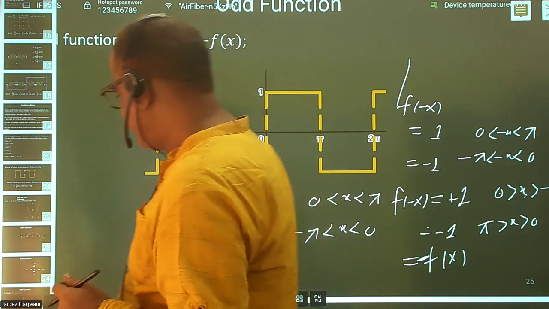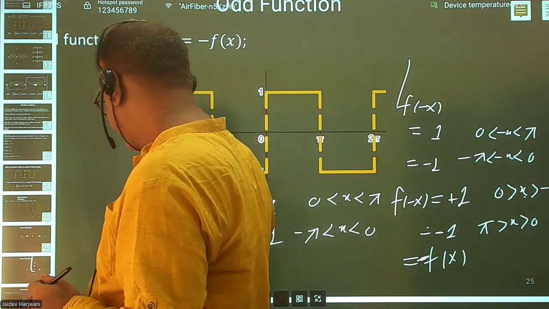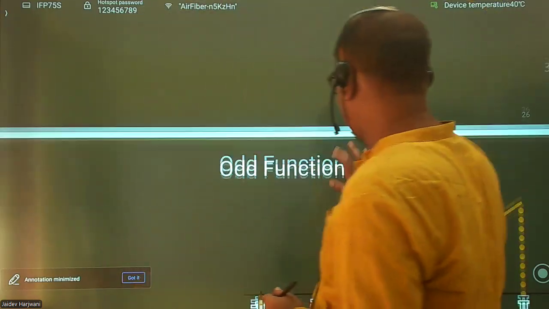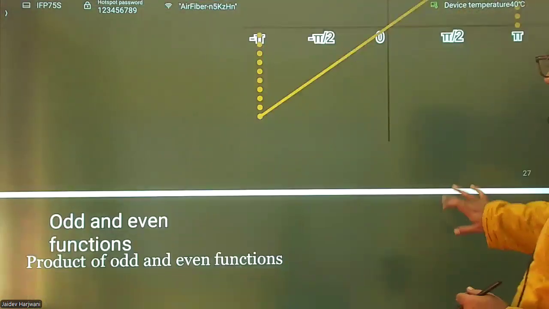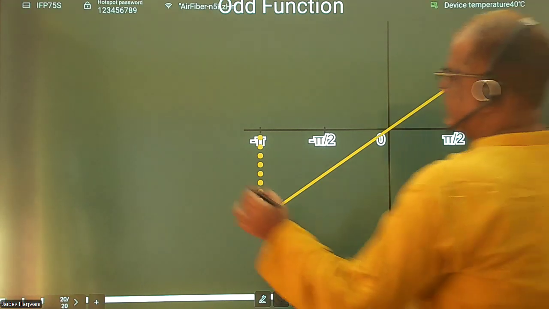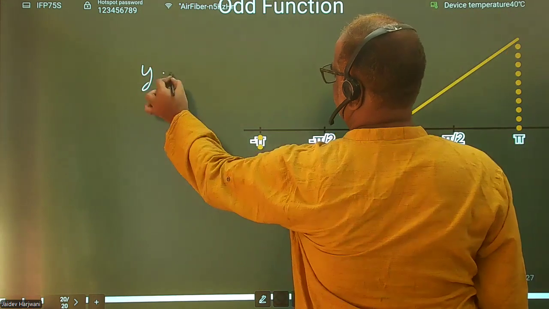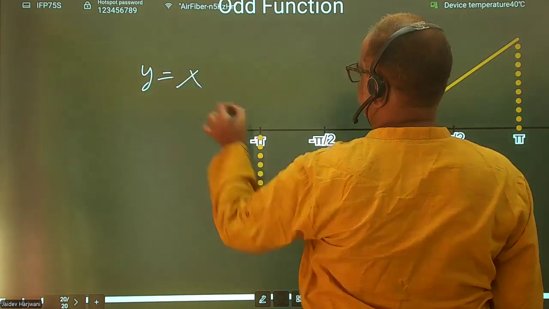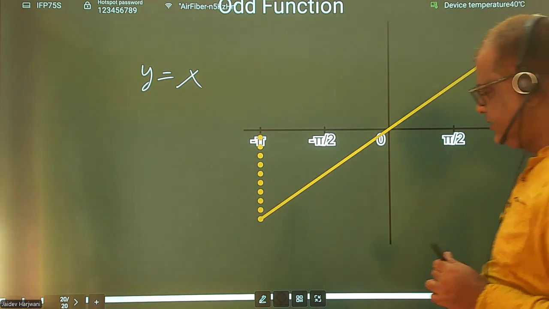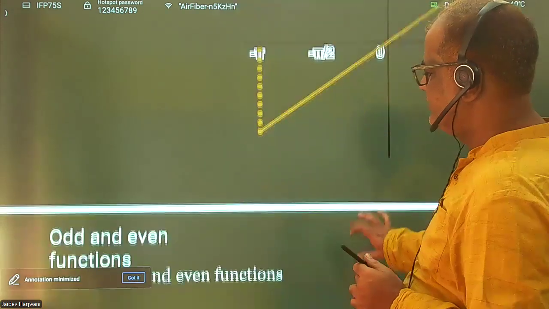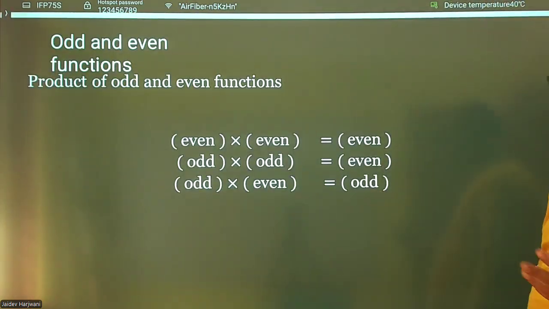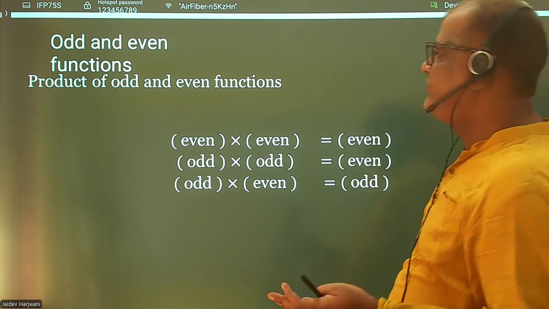Now next is, so this is also an example of an odd function. If I write y equal to, or f(x) is equal to x, so this is an odd function. Similarly, now if you have a function which is a combination of odd and even.